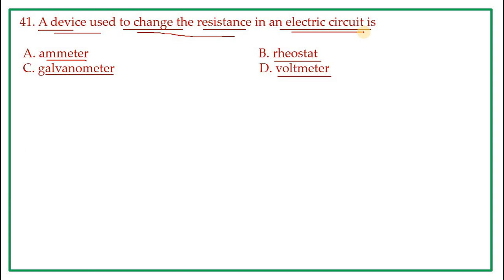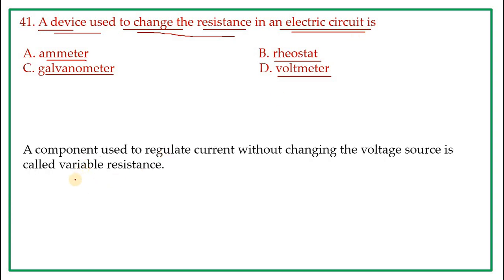To answer this question, let us know about variable resistance. Here I have taken a definition of variable resistance. A component used to regulate current without changing the voltage source is called variable resistance. In any electric circuit, to regulate the current means to change the current without changing the voltage. You should not change the voltage, but you want to change the current. In that case, we use variable resistance.